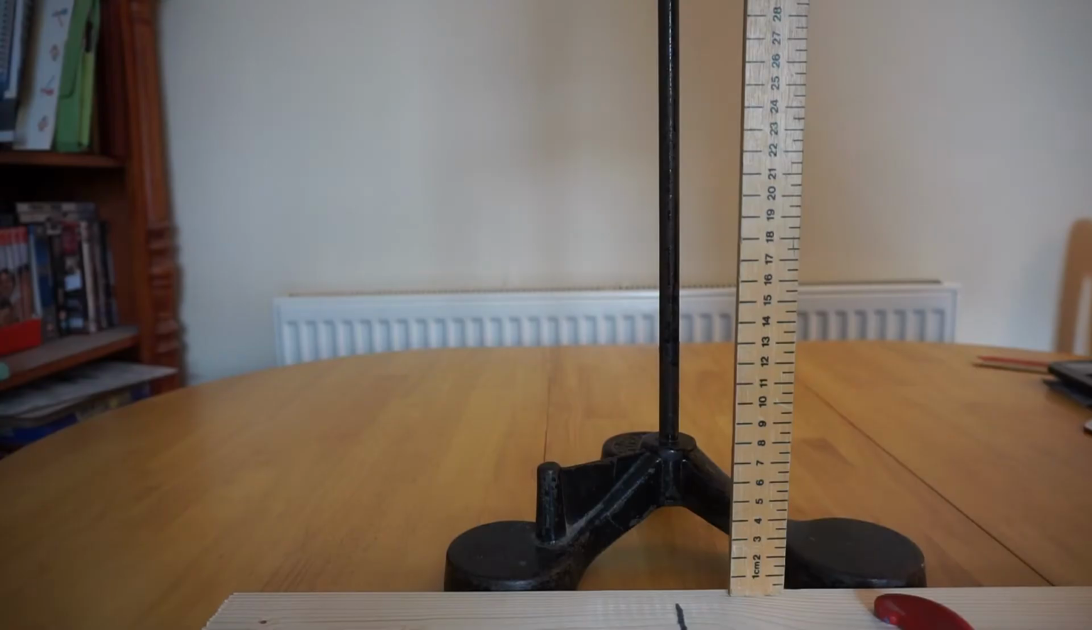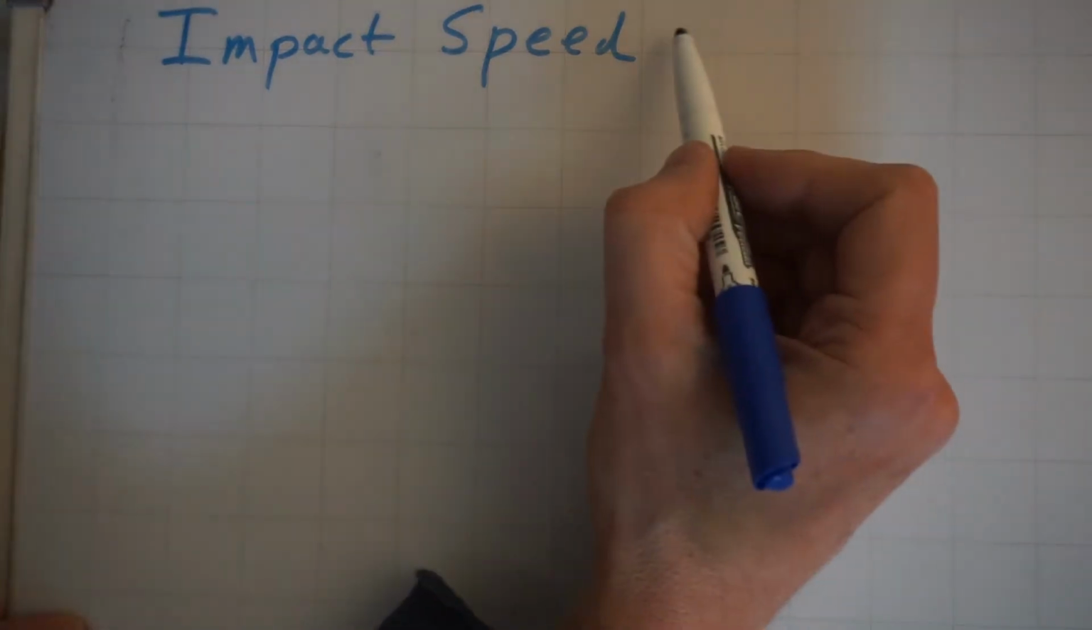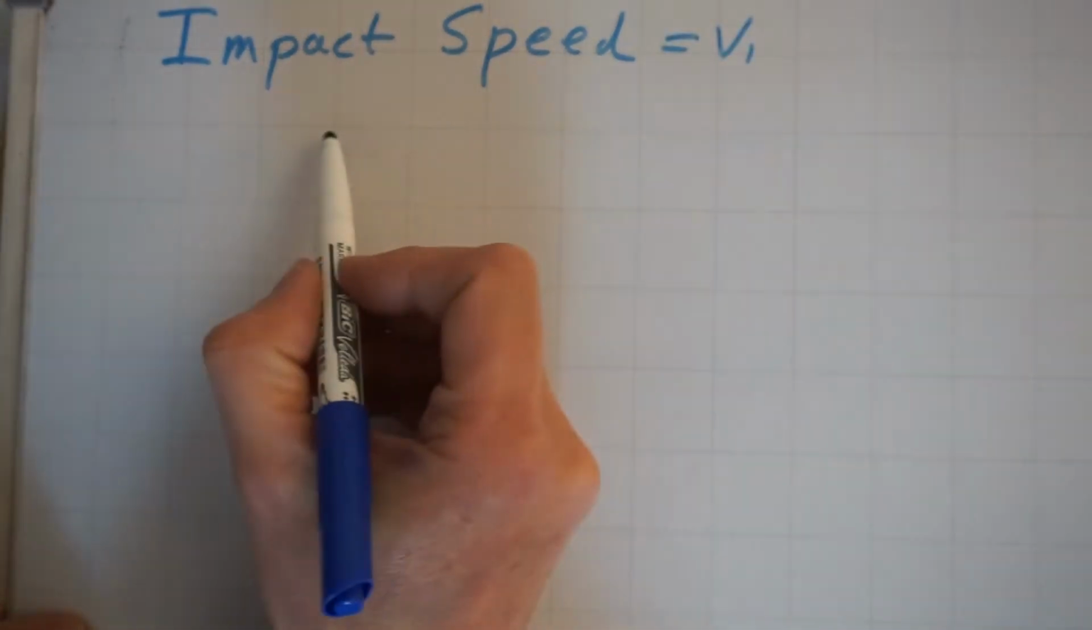angle. We need to know the coefficient of restitution between the marble and the wood. So I'm going to drop the marble from a height of 40 centimetres. First we need to calculate the coefficient of restitution. To do this we need to know the speed at which the marble hits the wood when it is falling vertically and the speed at which it rebounds. First we'll find the impact speed, which I will call V1.